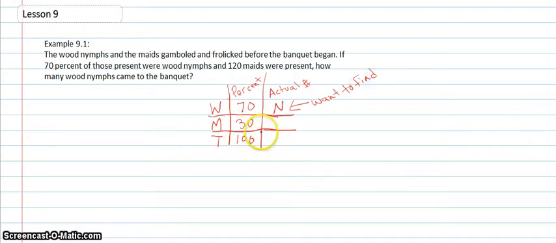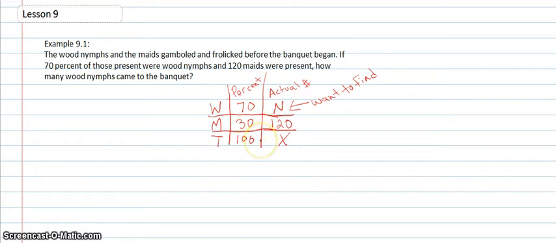But they actually give us the number of maids, which was 120. And I knew the percentage of maids was 30% because there were 70% wood nymphs. Okay, so I just subtracted the 70 from 100 to get the 30, sorry. Okay, but we'll probably have to find this first in order to get the actual number here, at least in the way we're presenting today.